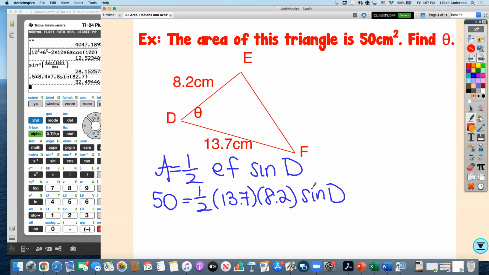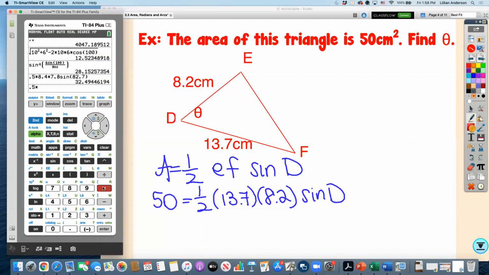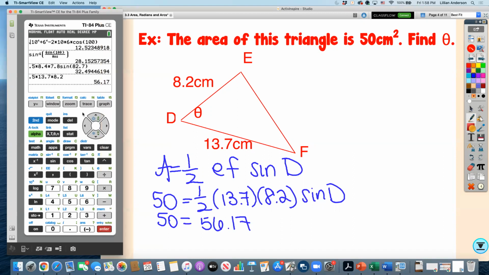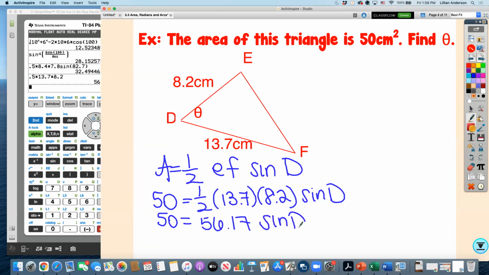How do I solve this? Don't you divide both sides by all the product before the sine? I can divide both sides by all those numbers before the sine. I'm going to go ahead and multiply those out. See if it actually gives me a number that's not too crazy. Yeah, it's not too crazy. So 50 equals 56.17 sine D. So then that way, when I divide, it's nothing too big. So I have 50 divided by 56.17 equals the sine of D.